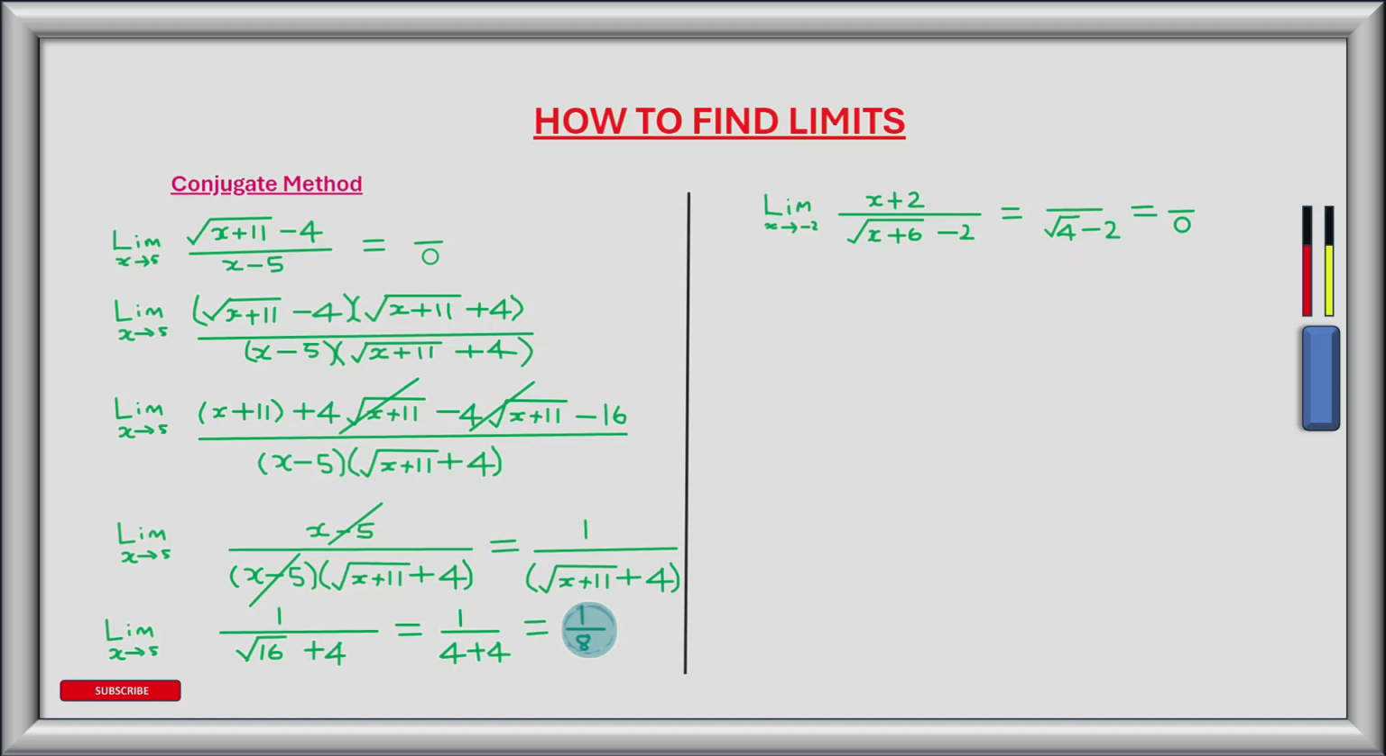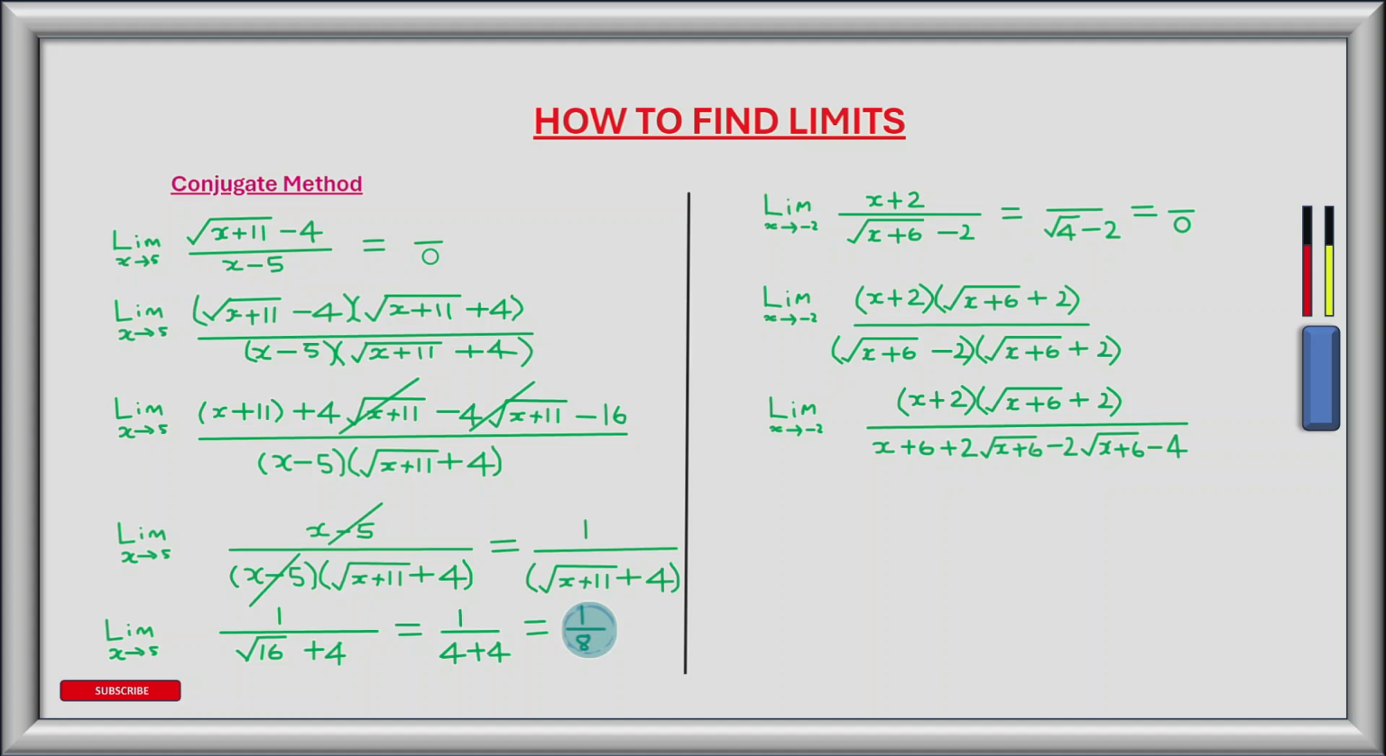Now, if we plug in x equals minus 2 into the denominator, you can see we get a division by 0. So given that the substitution method won't work, we can once again try the conjugate method because we have a radical in the denominator. So in the denominator we have the square root of x plus 6 minus 2. So the conjugate of that is the square root of x plus 6 plus 2. So we multiply both numerator and denominator by this.